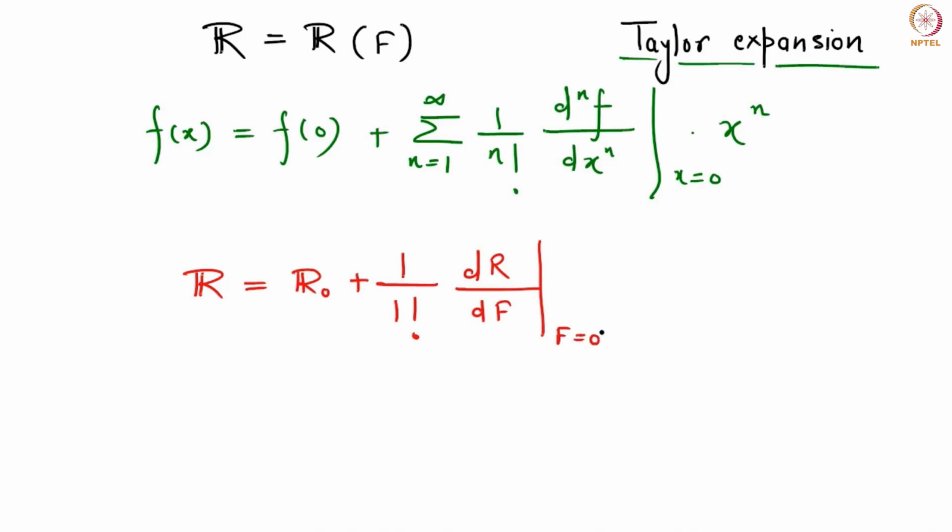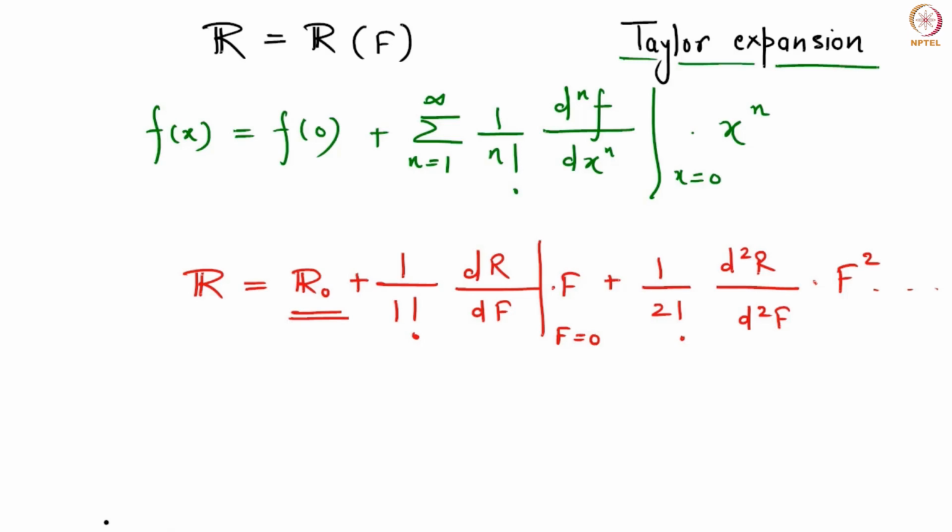So this is at f equals 0, and then the second term will be 1 divided by 2 factorial, and the second derivative of your response, and so on. In this case we will have it multiplied by f, and in the second derivative f squared, and so on. So this is your Taylor expansion of the response of your material. Now there are a couple of things here. First of all, before we go into the higher order terms later on, let's see what R0 is.